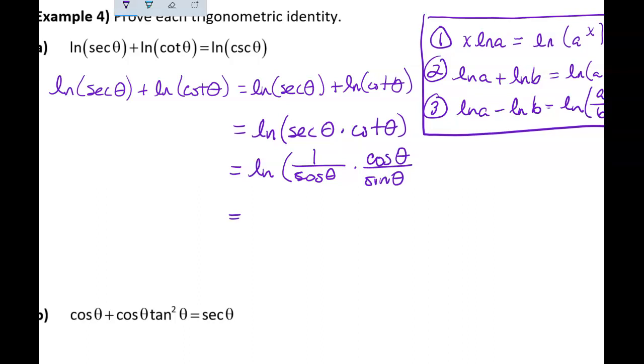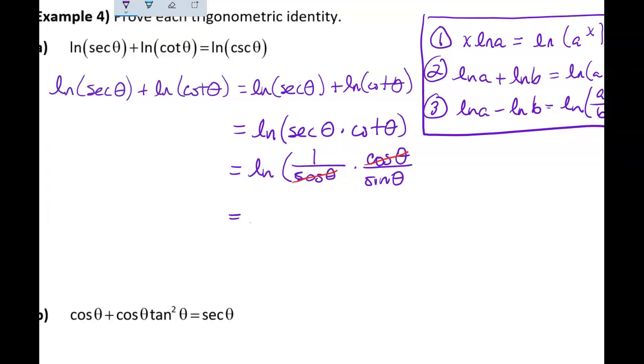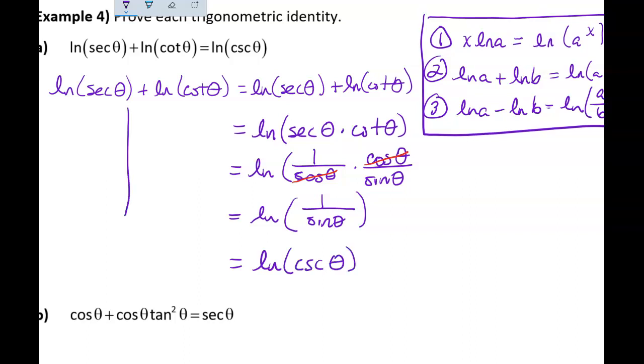And then we can grab our handy dandy red cancellation pen, cancel those cosines, and we have the natural log of 1 over the sine of theta, and 1 over sine of theta is equal to cosecant of theta. And we can just bring that left side of the equation down, and we now have the equation that we were trying to prove.